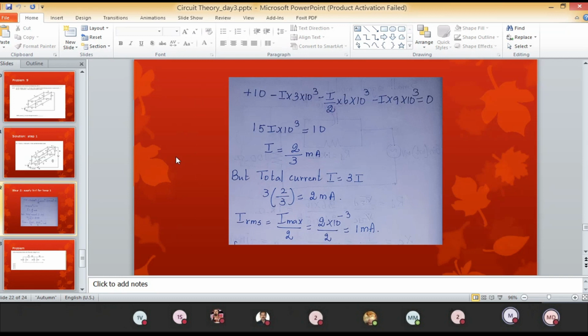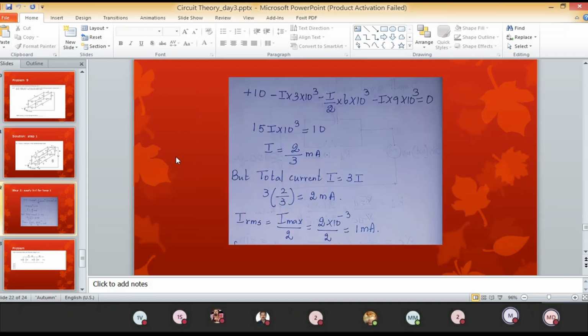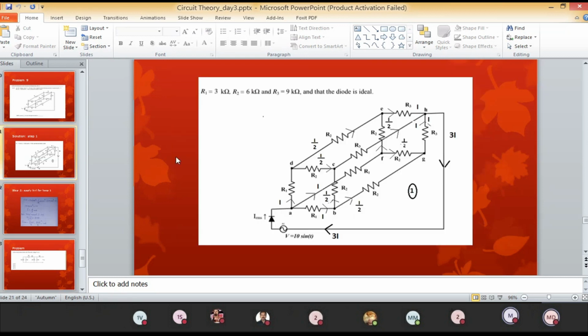What is this current? It is nothing but the maximum current. What is IRMS? I max by 2. So 2 into 10 power minus 3 by 2 is nothing but 1 milliamp. So the RMS value of the diode current is 1 milliamp. Don't forget, it is not 2 milliamps. The 2 milliamps current is nothing but the maximum current. So for the RMS current you have to divide by 2, which is 1 milliamp. Are you able to understand?